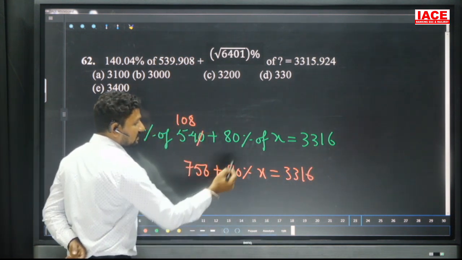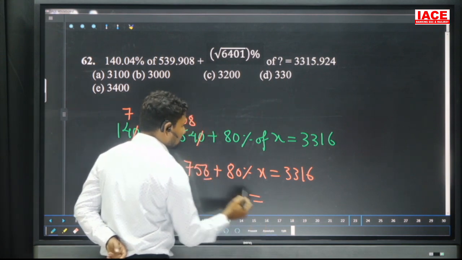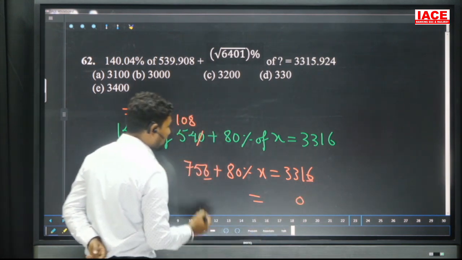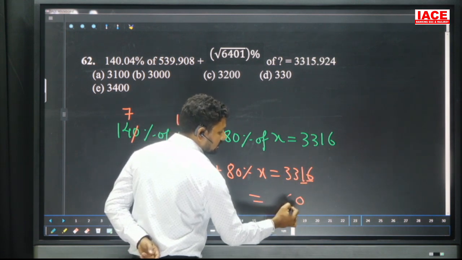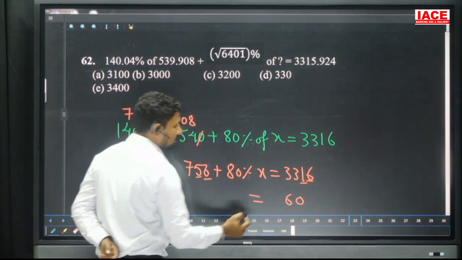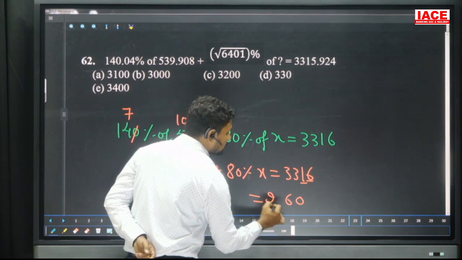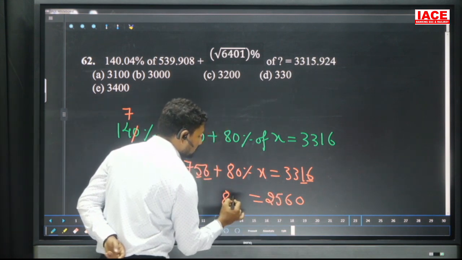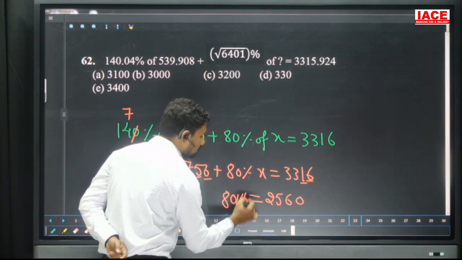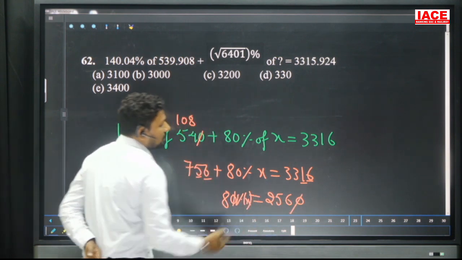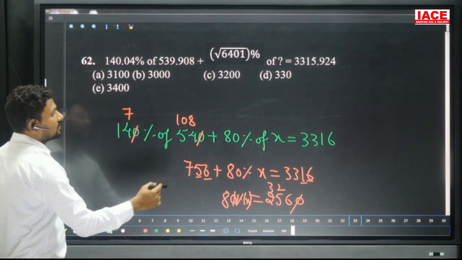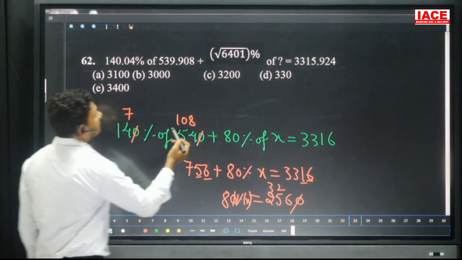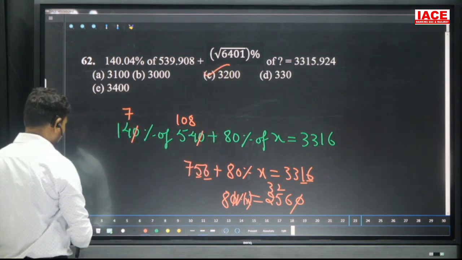So 756 is removed from the 3316. 6 will be cancelled, it becomes 0, and 5 will be removed from the 11. 11 minus 5 is equal to 6. 32 minus 7 is equal to 25, and 80 percentage into x. Double zeros cancel. 8 3s are 24, 8 4s are 32. Then x is equal to 32, but percentage wise two zeros will be added. Our answer is 3200. Option is C.